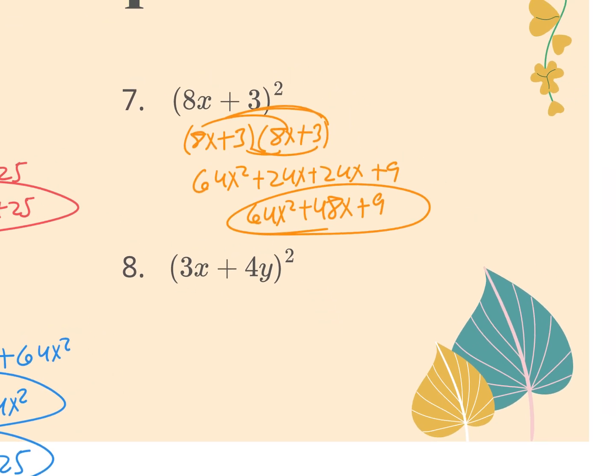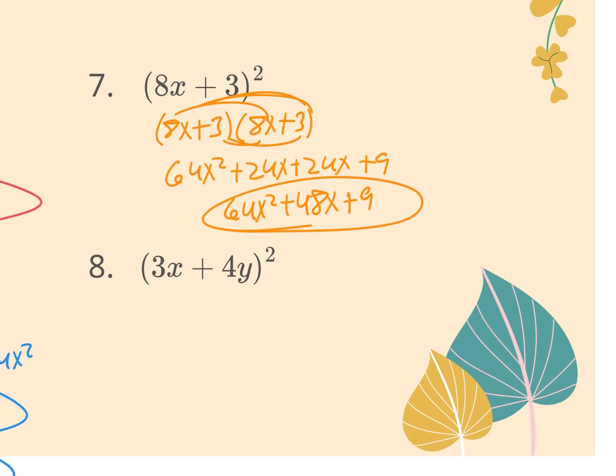I'll show you with this next one how it would work if you used a special product. You can use the special product if you want to. That is the topic of this lesson, but you don't have to use it if you don't want to. Keep in mind (a plus b) squared is the same as a squared plus 2ab plus b squared. In this case, a is 3x, b is 4y. So I can just plug a and b into this formula right here.